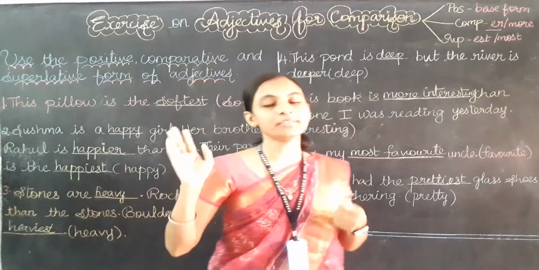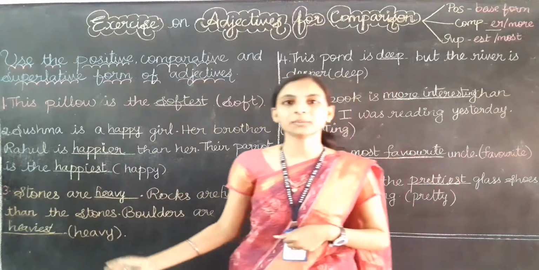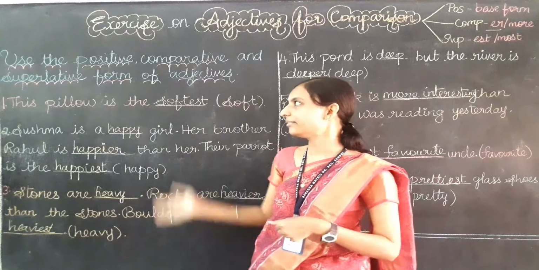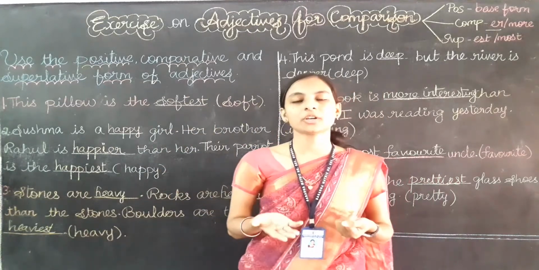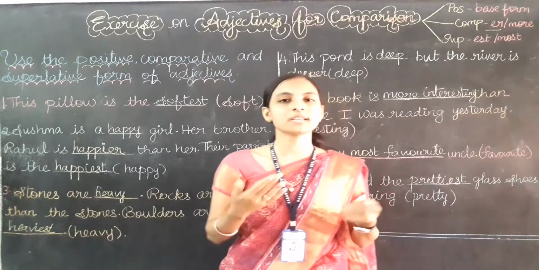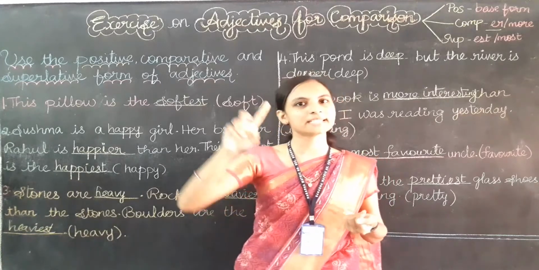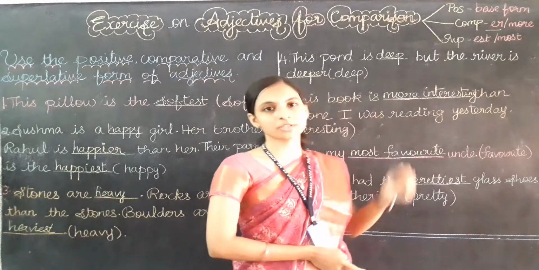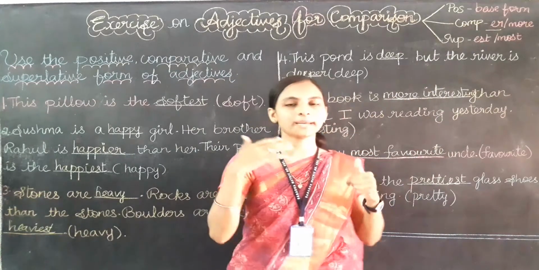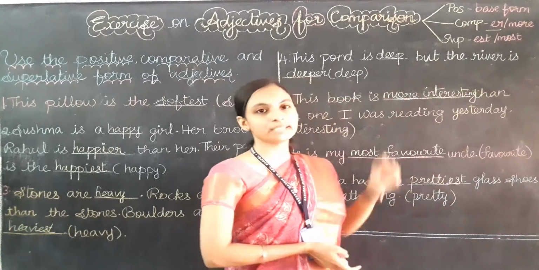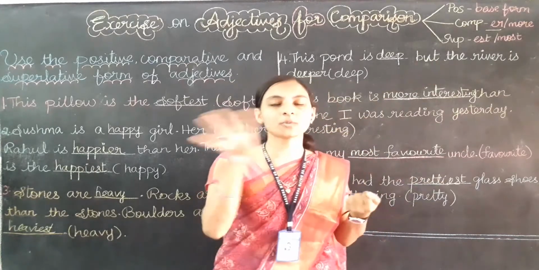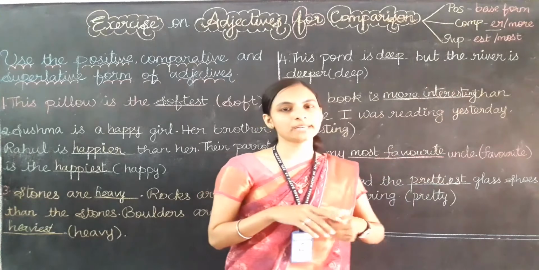I hope you are clear with this topic, children. We have already learned about adjectives for comparison and we have done one exercise. This is in your book bag only. When we are talking about a person or thing without any comparison, that is the positive degree. When we are comparing two persons or two things, that belongs to the comparative degree. When we are showing the best or worst among a group, that belongs to the superlative degree.